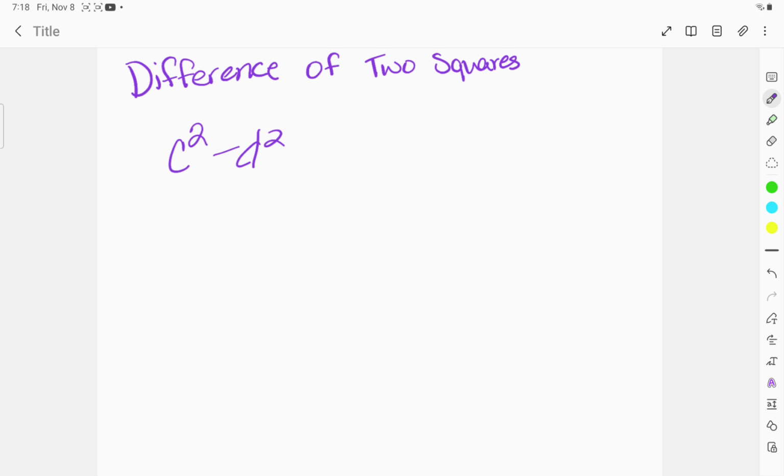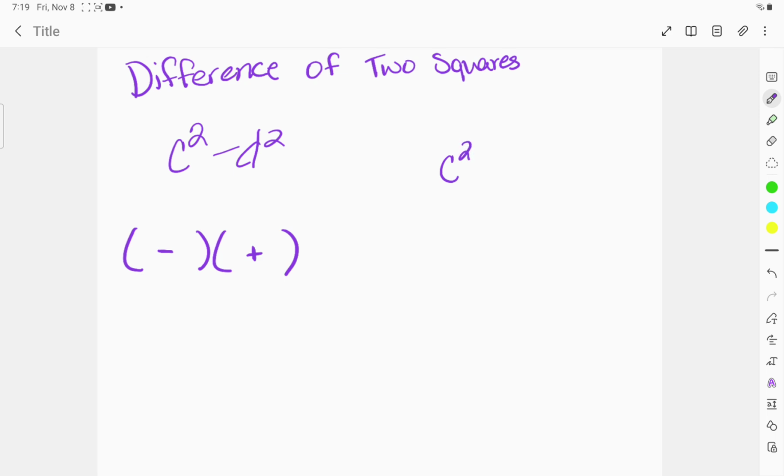So the main thing to remember when you are factoring a difference of two squares is that you are going to have two sets of binomials, okay? So all you're doing is just factoring c squared minus d squared. It's going to be in two sets of binomials, and the only difference between these two sets are their signs. So one is a positive and one is a negative.